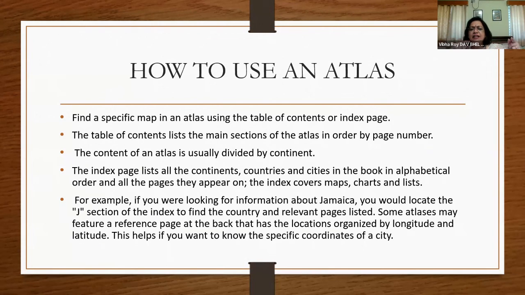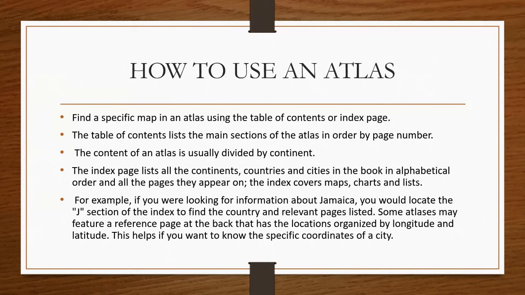So the table of content lists the main sections of atlas in order of page number. The content of an atlas is usually divided by continents. If you look at an atlas, all the big maps related to India will be together. Then you will have maps related to Africa together. Then you will have North America. Then South America. You have maps in an atlas as per the area. Index page lists all the continents, countries, and cities in the book in an alphabetical order.